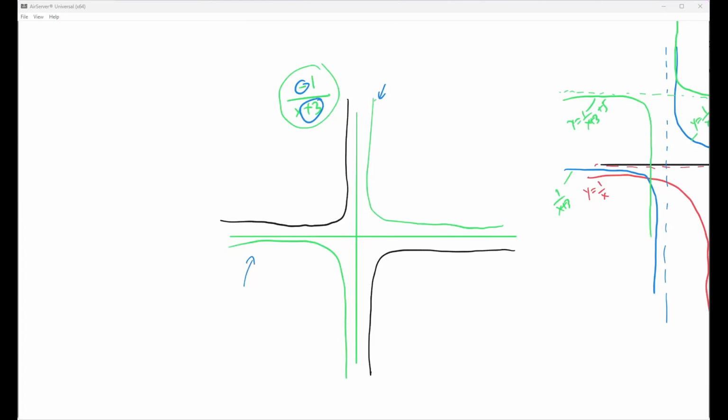Shift it to the left 3 times. So I am shifting this. I'm going to bring the asymptote 1, 2, 3. Sorry, I'm shifting it left 3 times. By the way, thank you.